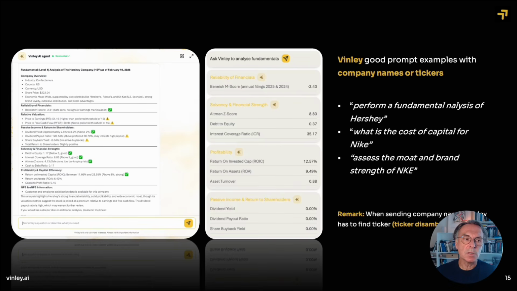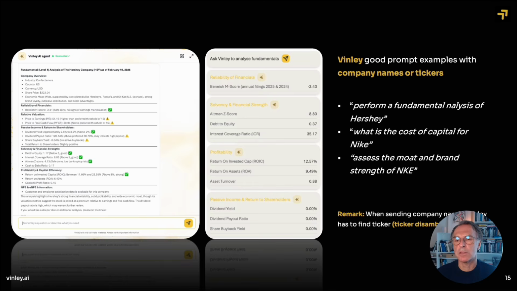So when you are discussing with an AI agent, as said, it's important that you write explicit prompts so that prompts are precise. And of course, this is something called disambiguation, so avoiding ambiguity when you are asking about a company.